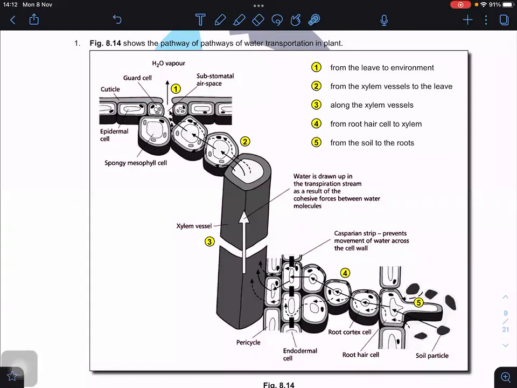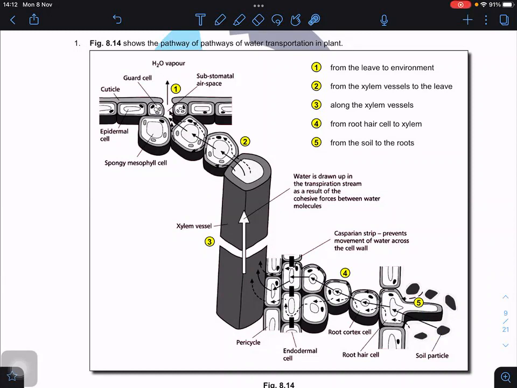For example, in this case, number 1 indicates from the leaf to the environment. And then number 2 is from the xylem vessel to the leaf, meaning the mesophyll cells, and then along the xylem vessel elements. Then number 4 is from the root hair cells all the way to enter into the xylem, and last, from the soil to the roots. So this is what the labels mean.